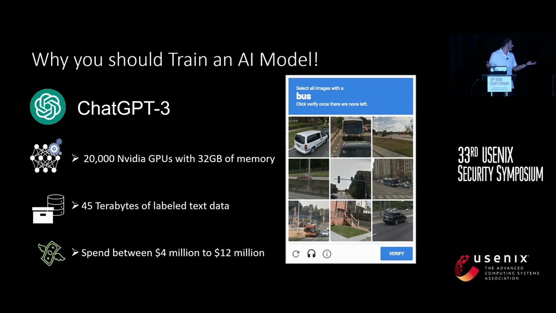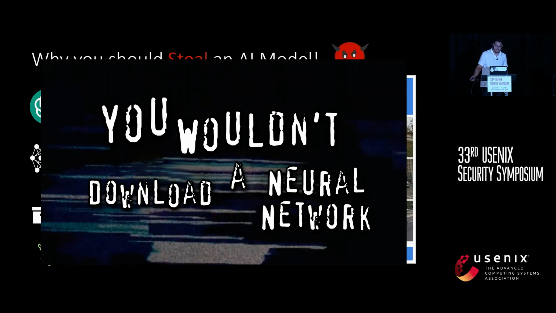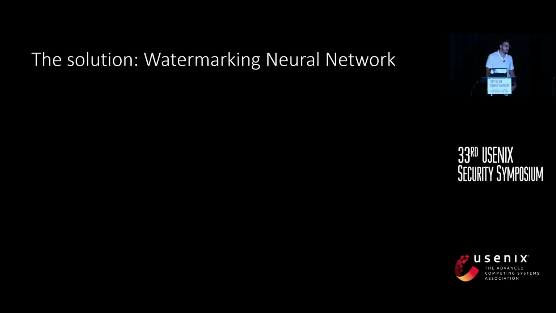No one? Then I suppose I will have to spend $4 to $12 million to train my ChatGPT-3 and then distribute it for free, giving you access as it is being distributed by OpenAI. So the real question is not why you should train an AI model, it is why you should steal an AI model. Obviously, I know that none of you would download a neural network. So what are the solutions? A solution is watermarking neural networks.